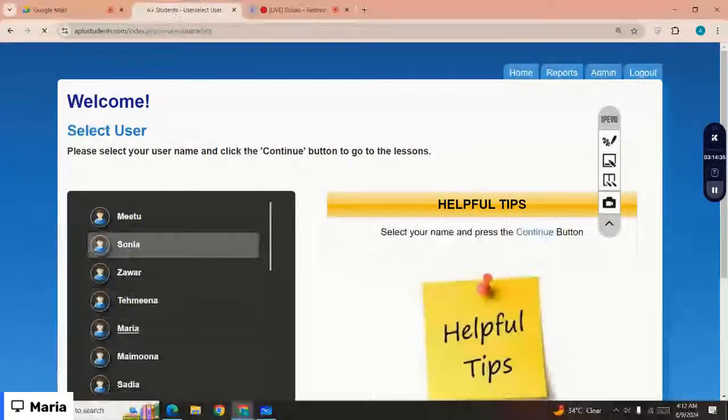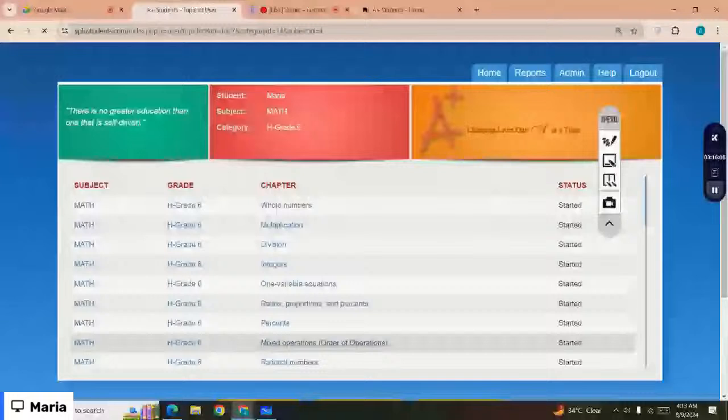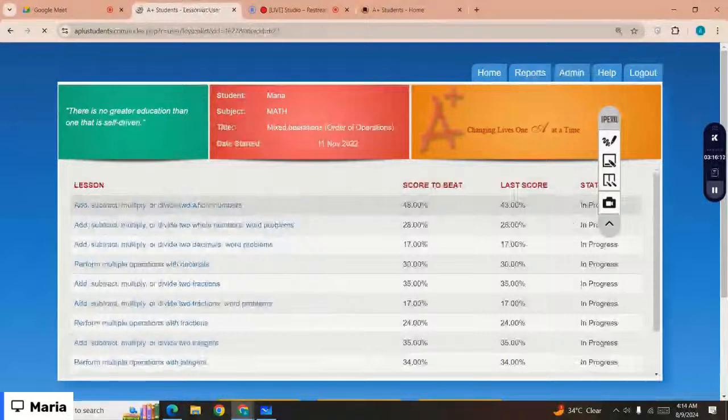Okay, let's just go to grade 6 math, the chapter. Here is the first lesson, add, subtract, multiply or divide two whole numbers. Start with the lesson.